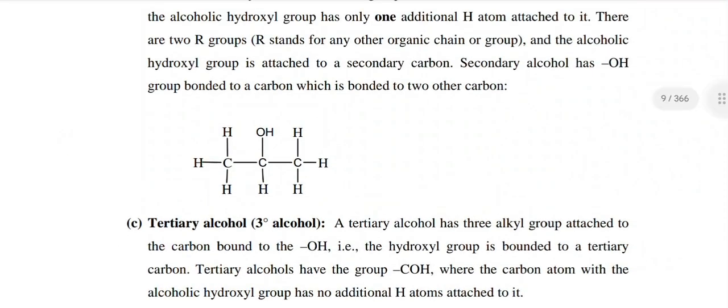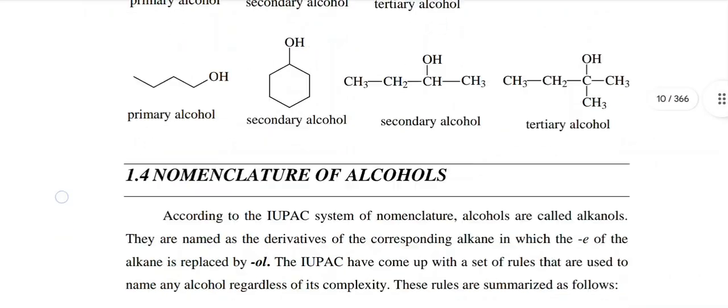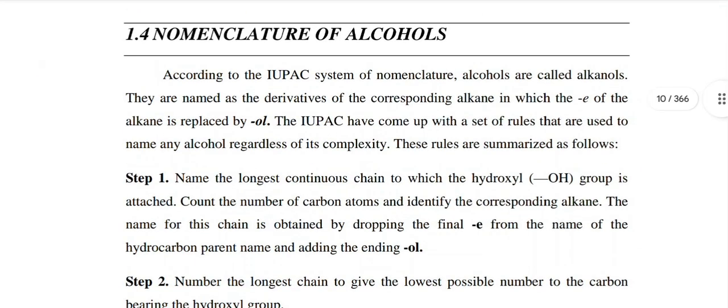Tertiary alcohol. A tertiary alcohol has three alkyl groups attached to the carbon bonded to the OH. The hydroxyl group is bonded to a tertiary carbon. Tertiary alcohols have the group COH, where the carbon atom with the alcoholic hydroxyl group has no additional H atom attached to it. If we replace hydrogen with the OH group, we get the following group of three alcohols: primary, secondary, and tertiary alcohol.